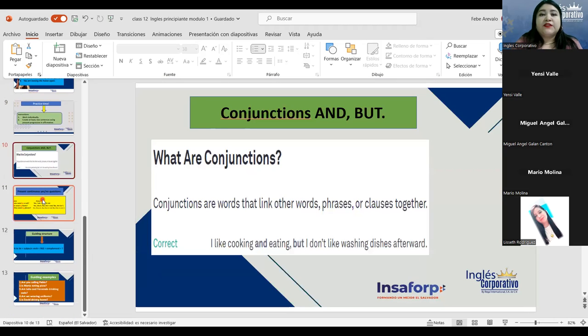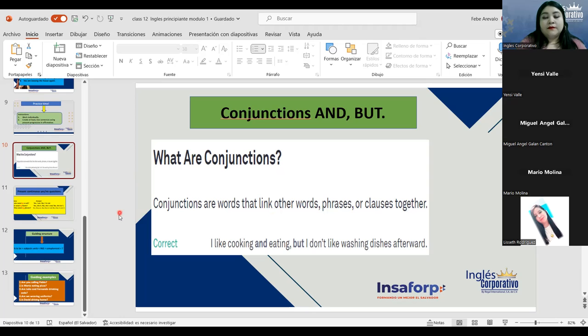Now, let's move on to the next one. Conjunctions and but. Es muy usual que cuando nosotros hablamos, no queremos terminar nuestra oración, sino que le agregamos conectores. Y eso se llaman conjunctions. Tenemos y, pero, and, but. What are conjunctions? Mario Molina, read the information. Conjunctions are words that link other words.